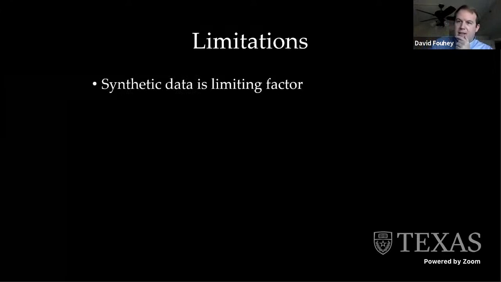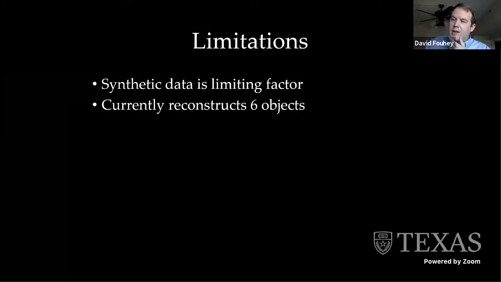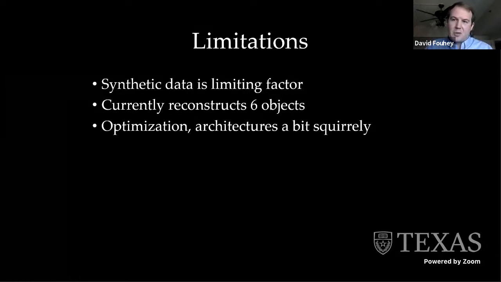So I'll conclude with some limitations. I've shown you a bunch of successes, but I'll talk a little bit about the limitations of the problem. So first, synthetic data is certainly a very limiting factor. Right now, we depend on synthetic data to get ground truth. It currently reconstructs sort of 6 objects, and the optimization and the architectures are a little bit squirrely. So we have to have separate branches for the camera, separate branches for the objects. And the optimization is a hard problem because it's discrete optimization. And as was pointed out, it doesn't do continuous optimization. So these are some of the limitations, and I guess we have a bunch of time. So I can take any questions if there are ones on the YouTube before I show some overcoming of these limitations.